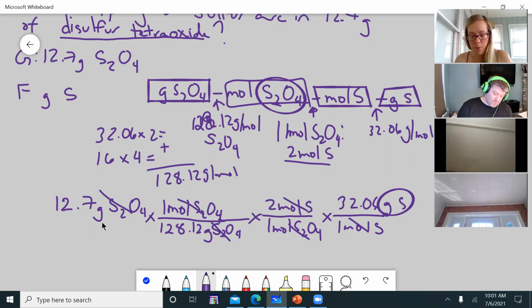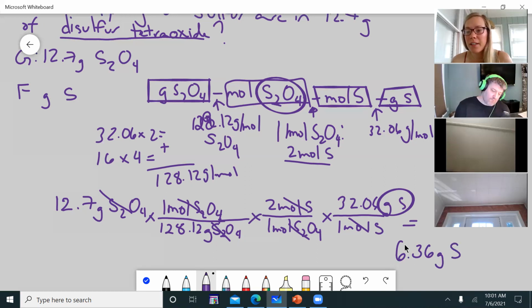So we're going to take that 12.7, multiply it across anything on the top that isn't a 1 value. So we've got the 2 and we've got the 32.06. And then we have to divide it by anything that's on the bottom that isn't a 1. So we've got that 128.12, and I end up with a value of, with 3 sig figs, 6.36 grams of sulfur.